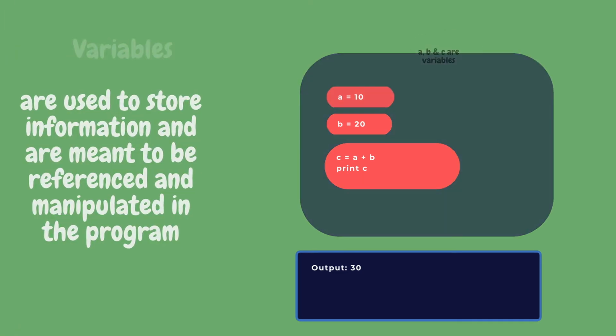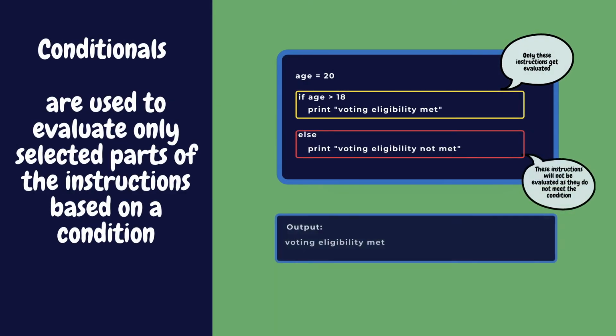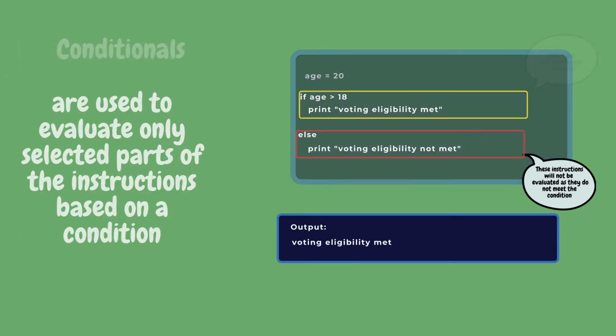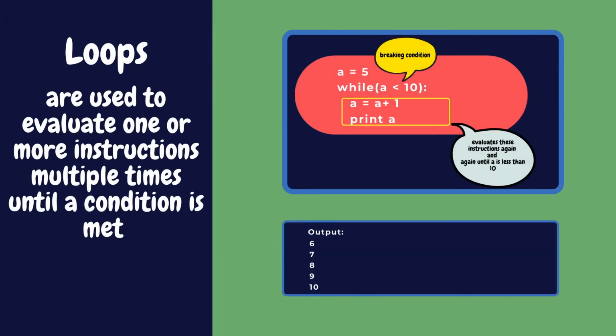The second one is conditionals. Conditional statements are the statements which tell the computer to execute selective parts of the instructions that were provided in a program based on a certain condition. Conditionals can alter the control flow of the program. The third one is loops. Loops are used in programming languages to execute one or more lines of code again and again until a certain condition is met. This condition is called a breaking condition.